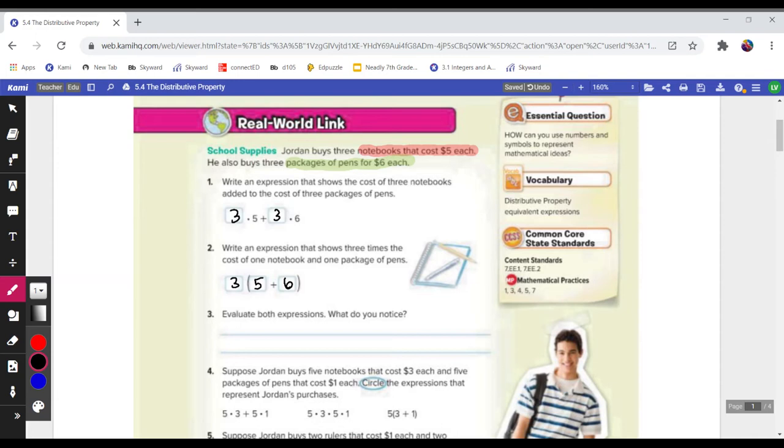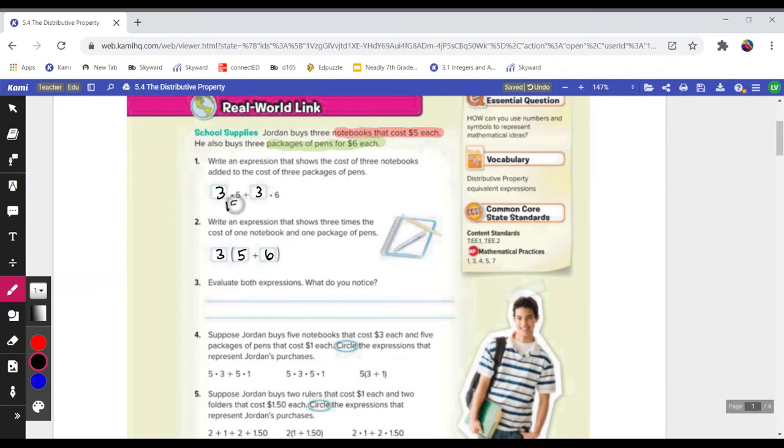Well, for number 1, 3 times 5 is 15, plus 3 times 6 is 18. 15 plus 18, well, if you want, you can always show your work off to the side. 8 plus 5 is 13, carry the 1, 33. So this is going to cost $33 for 3 notebooks and 3 packages of pens.